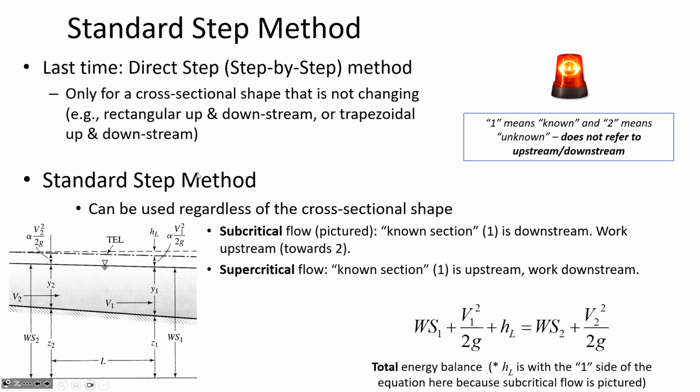If we have subcritical flow, then most of the time we'll be working upstream. We'll apply this method starting at a location that's downstream and known, and we work upstream to find out how far it is to a certain depth upstream when the shape is changing. Remember, that's why we use this method instead of direct step, because maybe the width of the channel is different, or it's going from rectangular to trapezoidal. So we'd only use the standard step method if the situation was more complicated than we could handle with direct step.